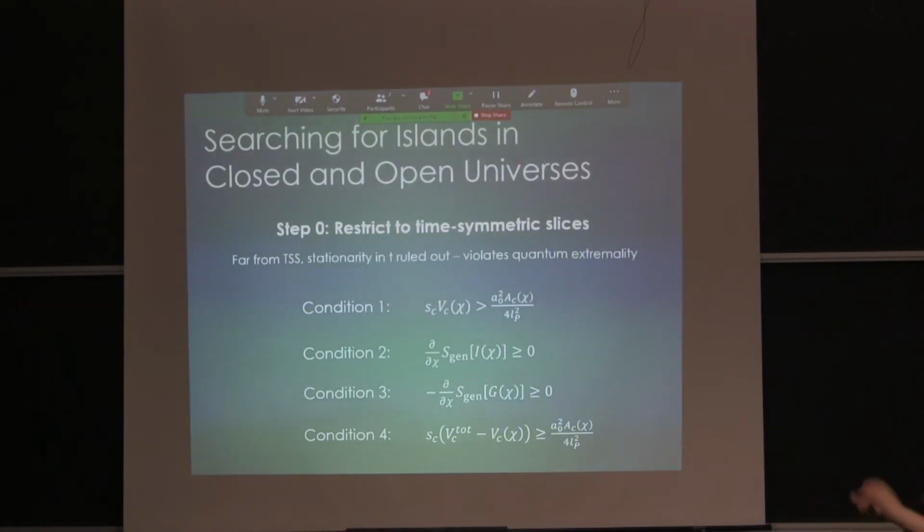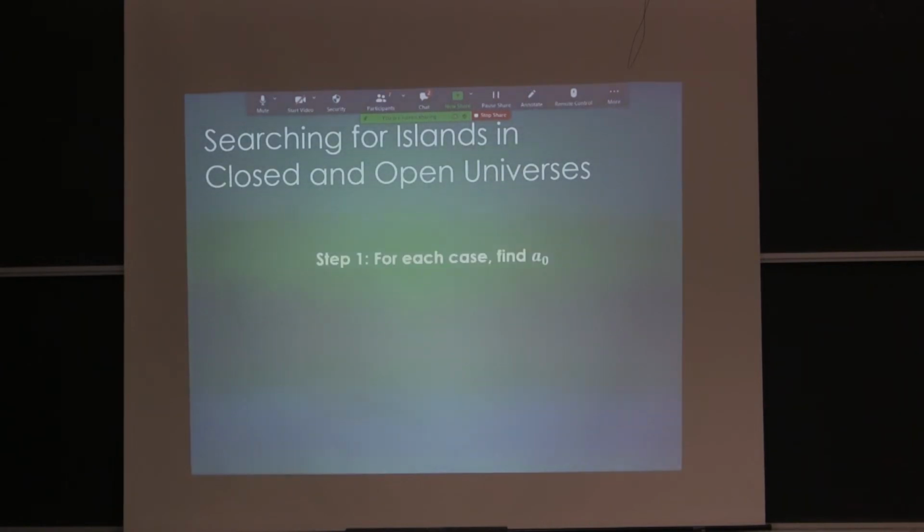So once we've restricted to time-symmetric slices, this will apply to all of the cases. And when I say case, I mean whether it's open or closed and what the sign of lambda is. But then for each case, we will need to find the scale factor at the turnaround time, which I mentioned you can just find by setting A dot to 0.